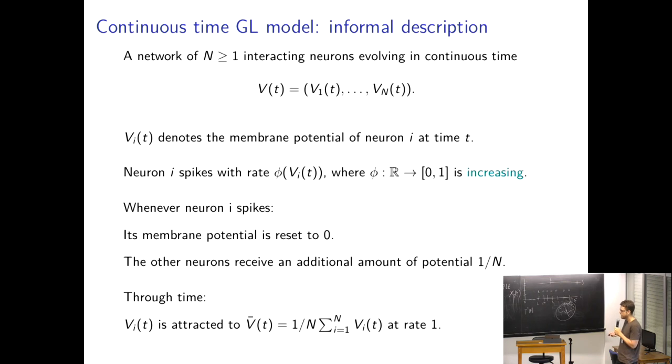And through time, this is not deterministic. These not deterministic events only happen when the neuron spikes. And through time, continuously, we have two things happening. The first one is that V_i(t) is attracted to the mean value of the membrane potentials, okay? At rate one. And also, each neuron is being pushed towards its resting potential, which is zero.